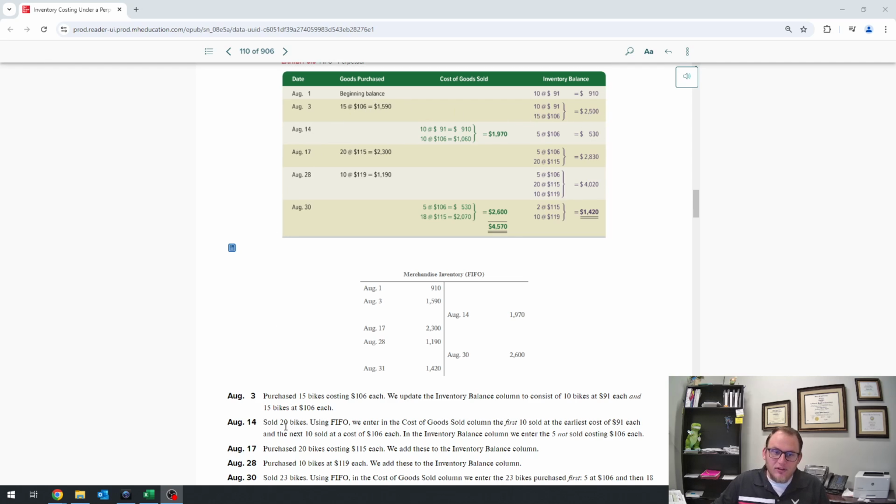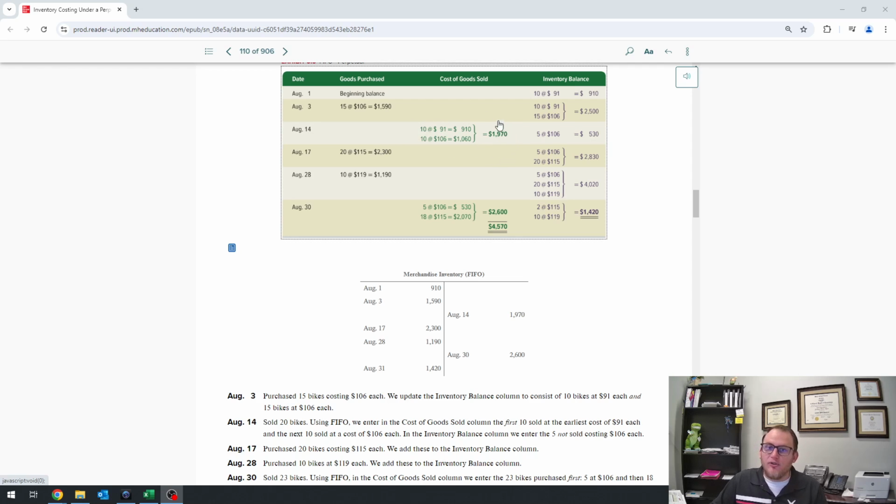So on August 14th, we sold 20 bikes. So using the FIFO method, we're assuming that the first units that we received in are going to be the first ones that we sold. So on August 14th, we had 10 units at $91, and that was our beginning balance. So we're going to sell each of those at $91 of cost, and then we're going to have an additional 10 units that came out of this August 3rd purchase.